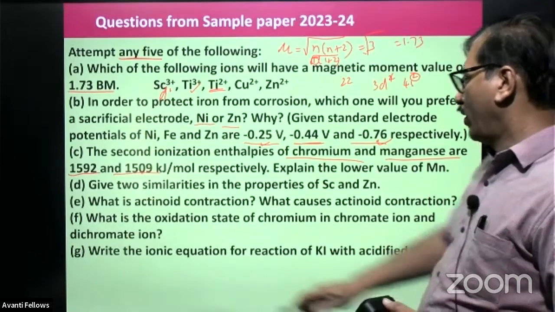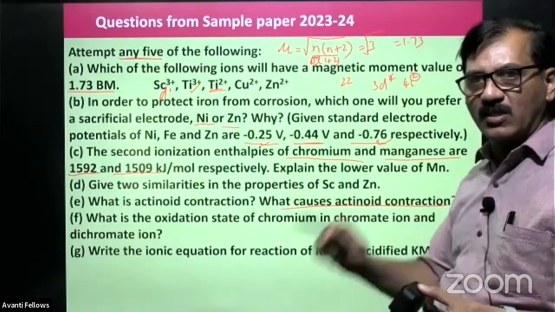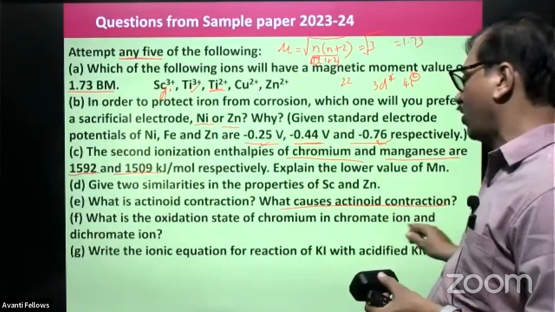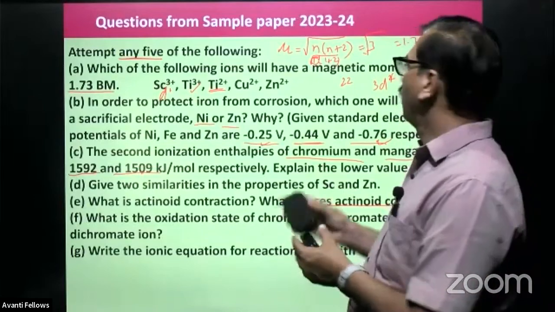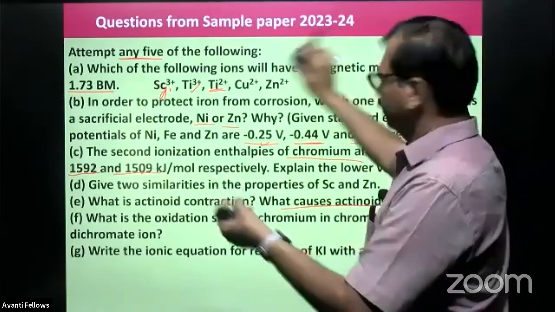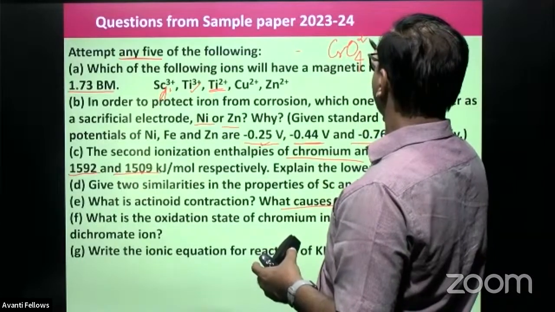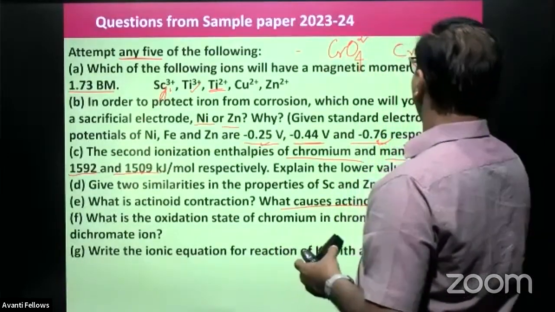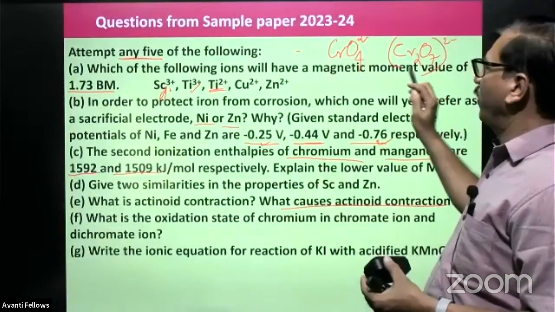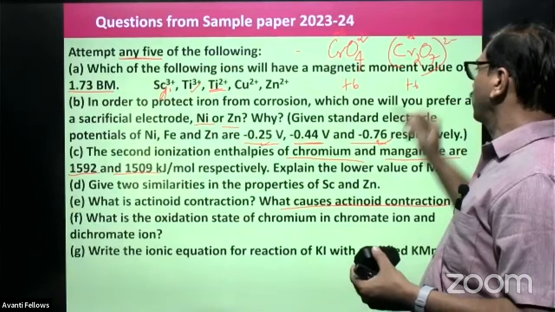What is actinoid contraction and what are the causes of actinoid contraction? Just as discussed, this was the question there. What is the oxidation state of chromium in chromate ion and dichromate ion? Chromate is CrO4 2 minus and dichromate is Cr2O7 2 minus. In both the cases, it is +6.